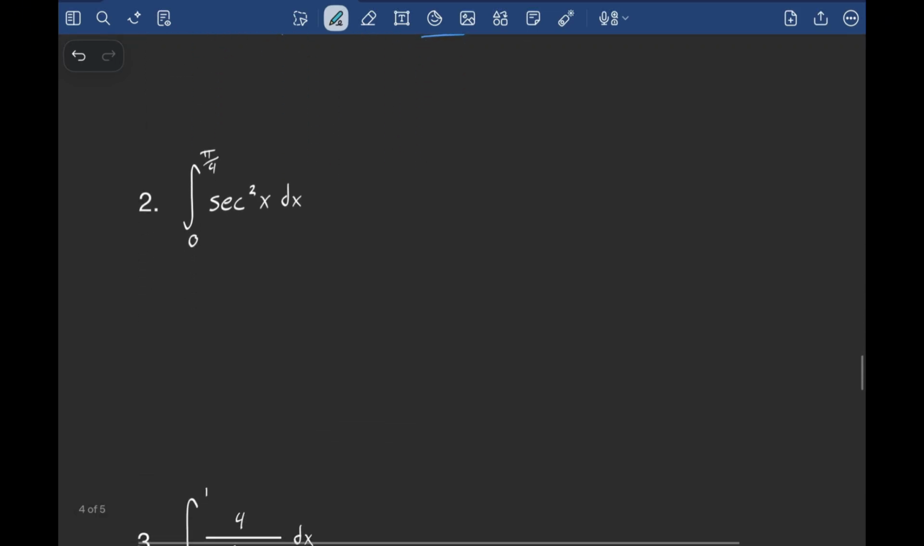Here's our second example. It's a little bit more difficult. We have the integral from 0 to pi over 4 of secant squared x. Well, right now, because I've memorized my trig derivatives, I can recognize that the derivative of tan x is actually secant squared x. And so we have our antiderivative right here.